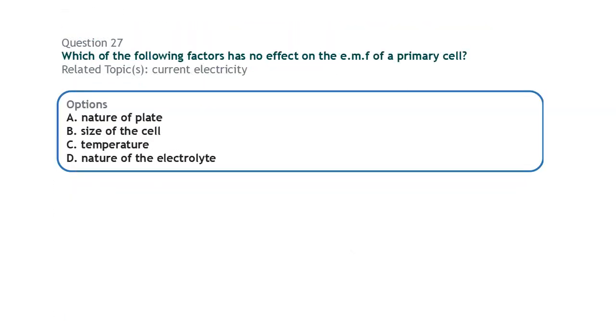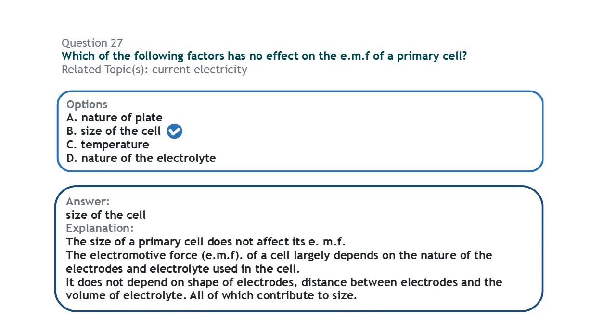Next, on current electricity, which of the following factors has no effect on the EMF of a primary cell? The size of the cell does not affect its EMF.